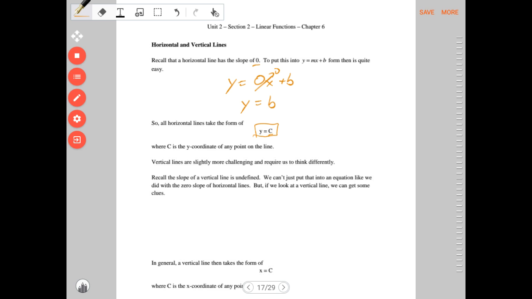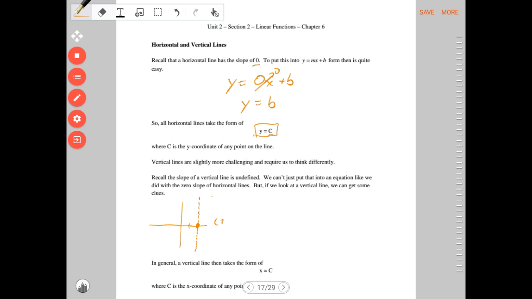Okay, awesome. Vertical lines are slightly more challenging and require us to think differently. Recall that the slope of a vertical line is undefined. Okay, we can't just put that into an equation like we did with the zero slope. But if we look at a vertical line, we can get some clues. Now you've already sort of seen this one, but we're going to do it anyway. Let's consider the vertical line through x equals 2. I had you draw a vertical line on your calculator last chapter, and that was -2. So tell you what, let's just analyze some points here.